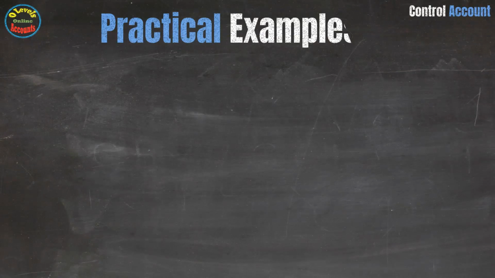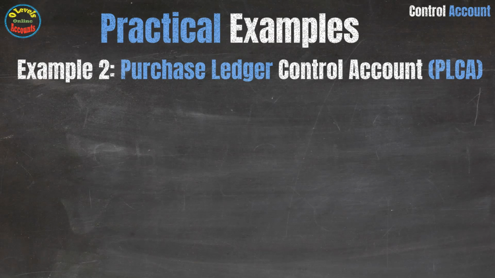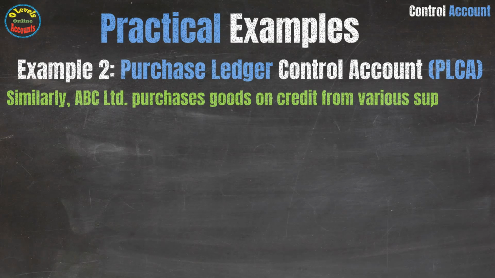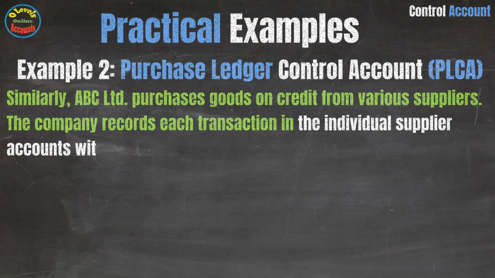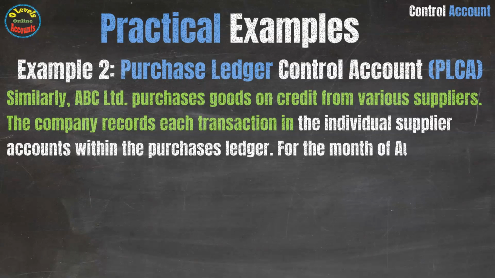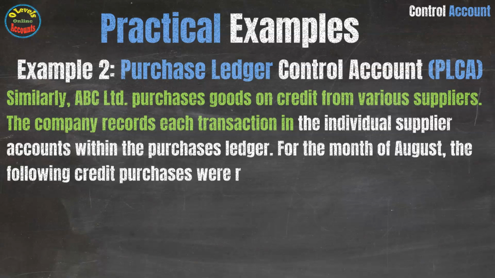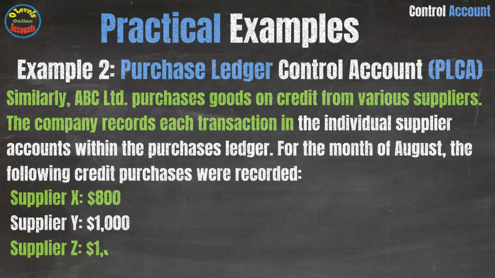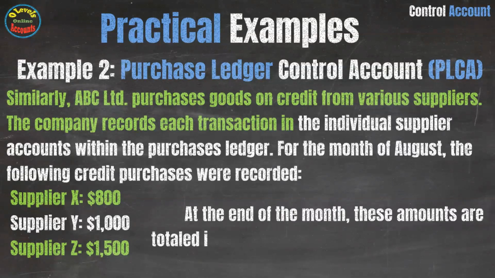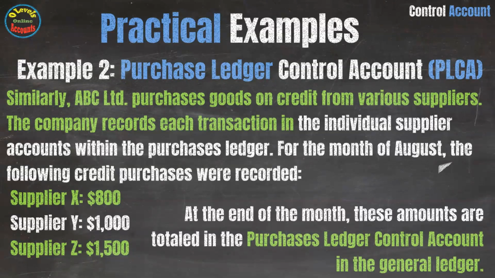The second example is associated with the Purchase Ledger Control Account. Similarly, ABC Limited purchases goods on credit from various suppliers. The company records each transaction in the individual supplier accounts within the purchases ledger. For the month of August, the following credit purchases were recorded. Supplier X, $800. Supplier Y, $1,000. Supplier Z, $1,500. At the end of the month, these amounts are totaled in the Purchases Ledger Control Account in the General Ledger. Let's check out the solution.